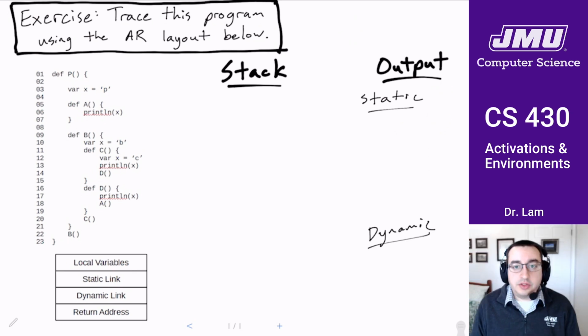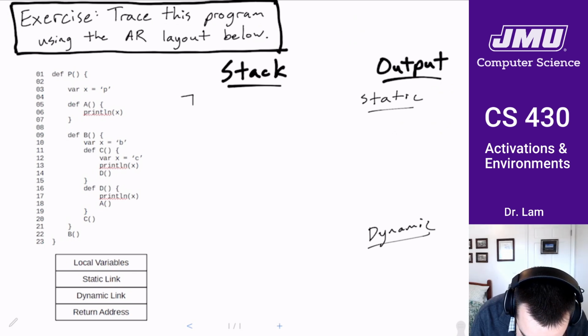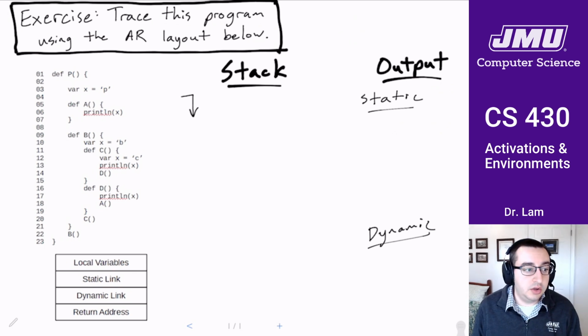Okay, so let's start this. So everything is inside of P, so we can assume that P stands for program or it's some sort of main. So that's going to be the first activation record on our stack. You can draw your stacks growing downwards or upwards in this course. It doesn't really matter. But what you should do is indicate to me which direction the stack is growing using something like an arrow like this.